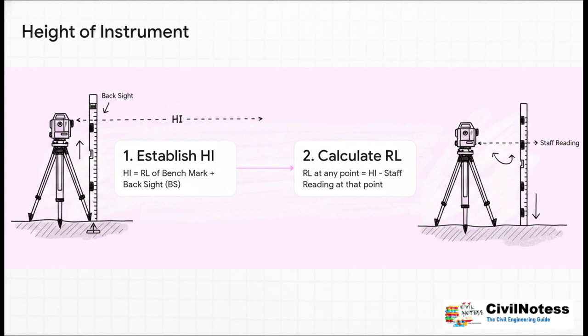Now, one of the most common ways to crunch the numbers is the height of instrument method, or HI method. It's a really straightforward two-step dance. First, you figure out the exact elevation of your instrument. You do that by taking the known RL of your benchmark and adding your back sight reading to it. Boom, that's your HI. After that, finding the RL of any other point is easy. You just subtract the staff reading at that point from your HI. It's super fast, especially if you can see a ton of points from one spot.